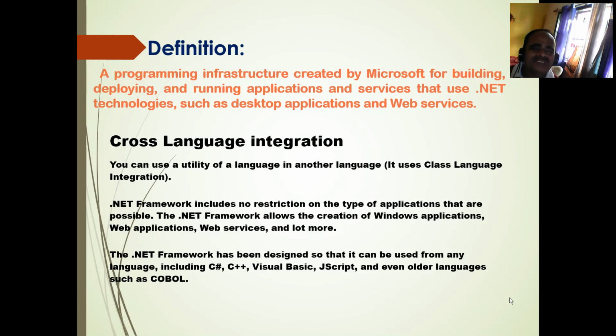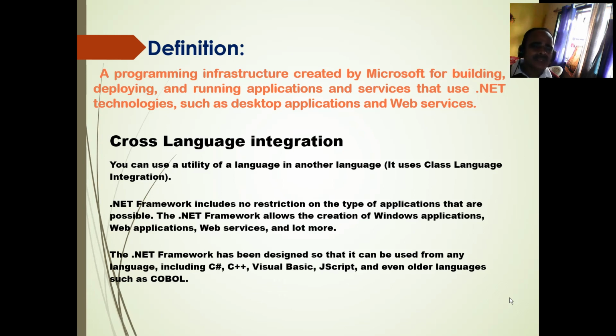So these are a few highlights of this .NET technology. So what is exactly .NET? We will discuss it one by one. What does the definition say? A programming infrastructure created by Microsoft for building, deploying and running applications and services that use .NET technology, such as desktop applications and web services. So whatever parts we discuss, all of these are included in this definition.